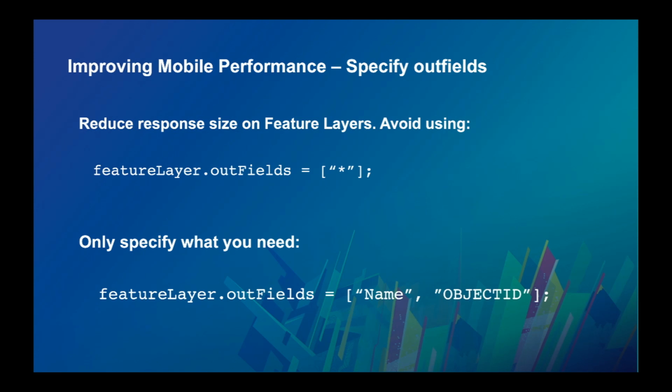And you should also be careful on outfields when you're making requests for your feature layers. In general, you want to avoid using outfields equals star. What that does is it will return the values for every field in that feature service that's being requested. In most cases, you only need to specify the particular outfields that you're using, like if you're using the name or the object ID in a pop-up.